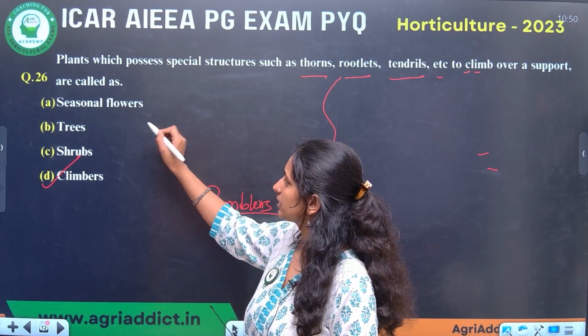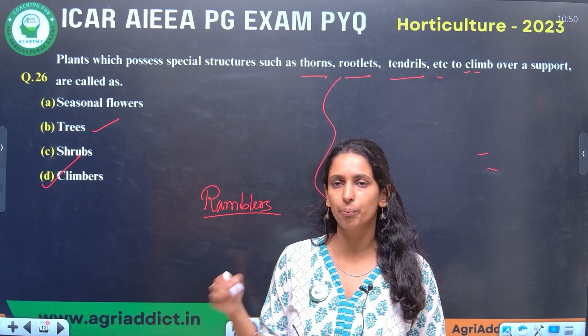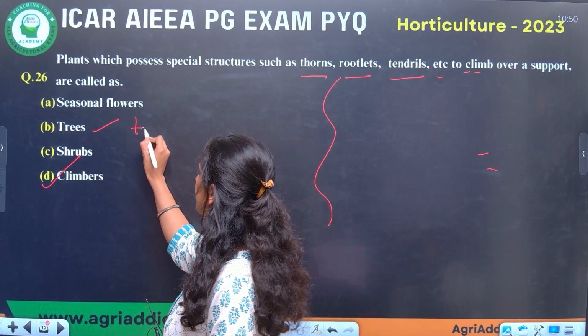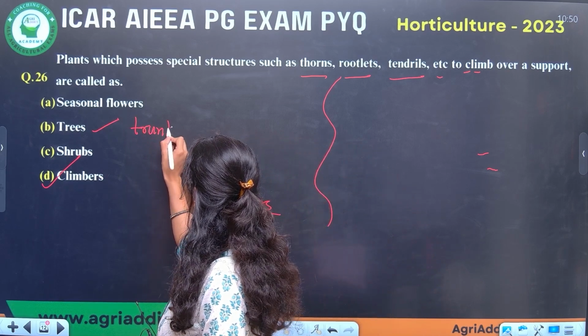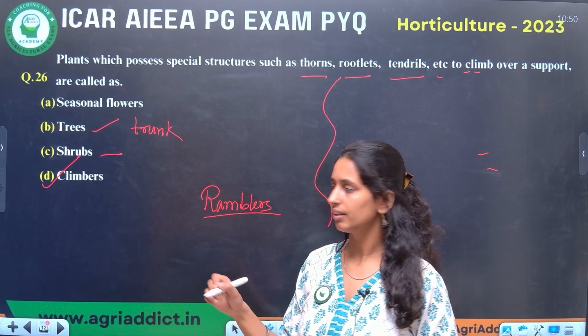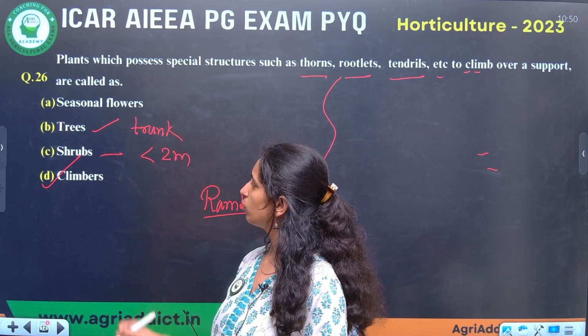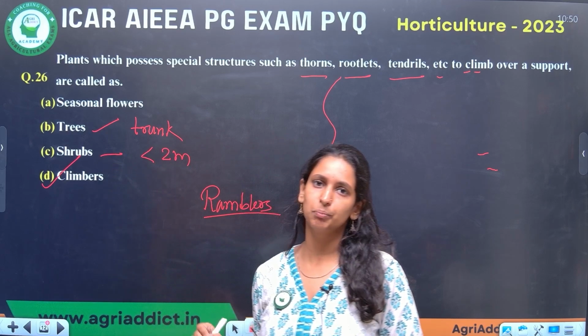And in case of trees, you will be knowing they will be having the woody stem and also a very prominent trunk. There will be the keyword trunk, you have to remember. In case of shrub, they are also woody, but they will be having less height, like less than 2 meter, like that. And also they have many stems, multiple stems.